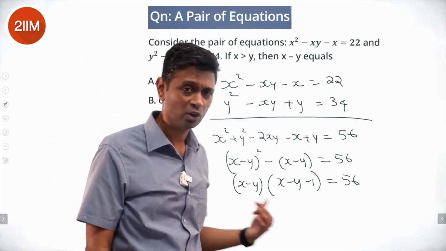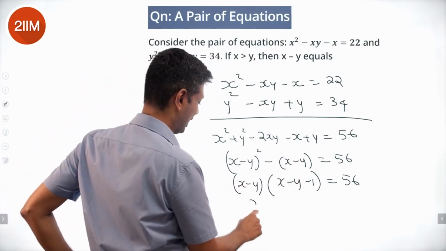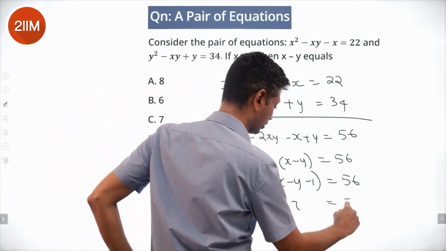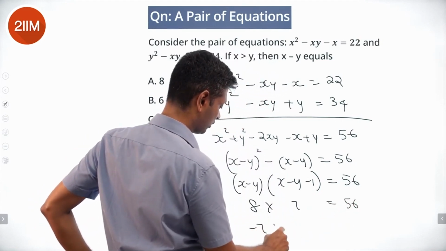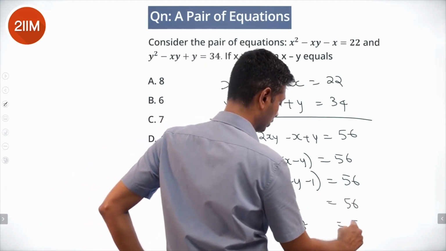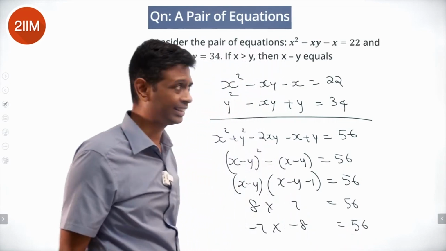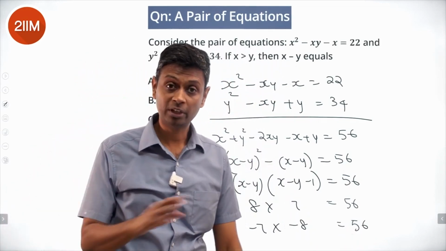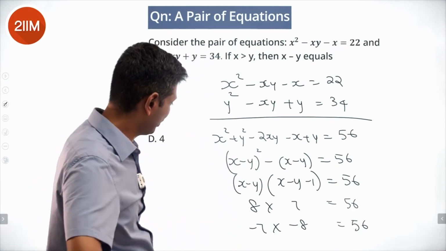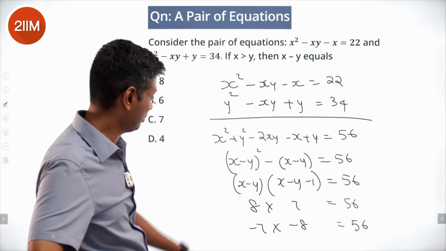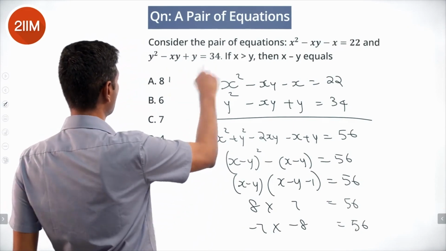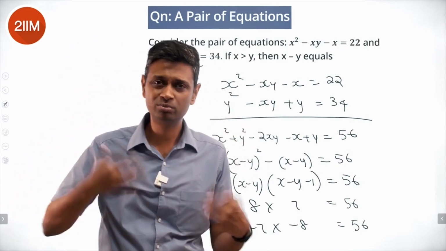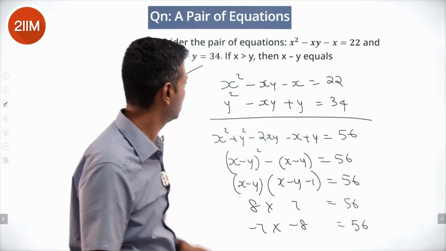Two numbers differing by 1, the lesser is... 8 into 7 is 56, or minus 7 into minus 8 is 56. Nicely done. We want to find x minus y. x is greater than y, that means x minus y is positive, so we cannot have minus 7 into minus 8. x minus y should be 8. The choice is done. Adding these two, it opens the lock straight away.